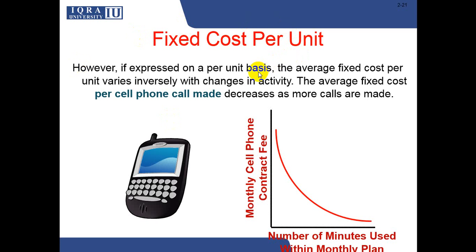Now the behavior of fixed cost per unit, if expressed on a per unit basis. Now we are talking about the per unit cost and how it behaves. The average fixed cost per unit varies inversely with change in activity. The average fixed cost per cell phone call may decrease as more calls are made. We can see here the monthly cell phone contract fee on the y-axis and the number of minutes used within the monthly plan on the x-axis. So the average price per call may decrease as more calls are made. If we are increasing calls, the per unit price will decrease. So we can say here that the per unit cost of fixed cost varies.